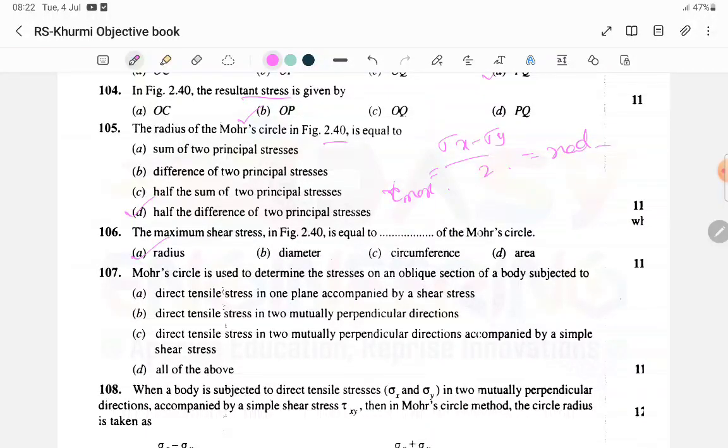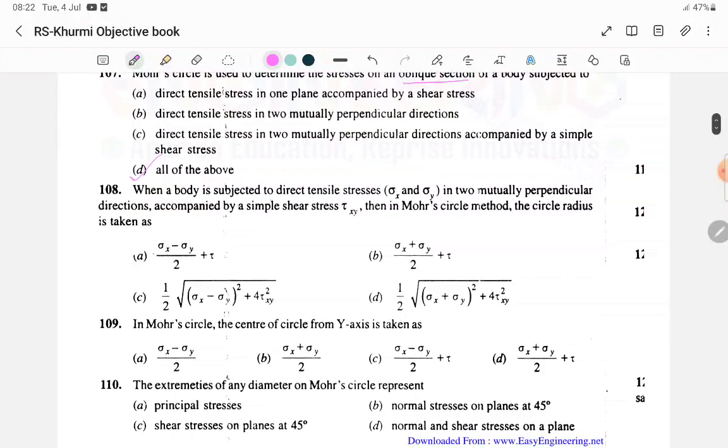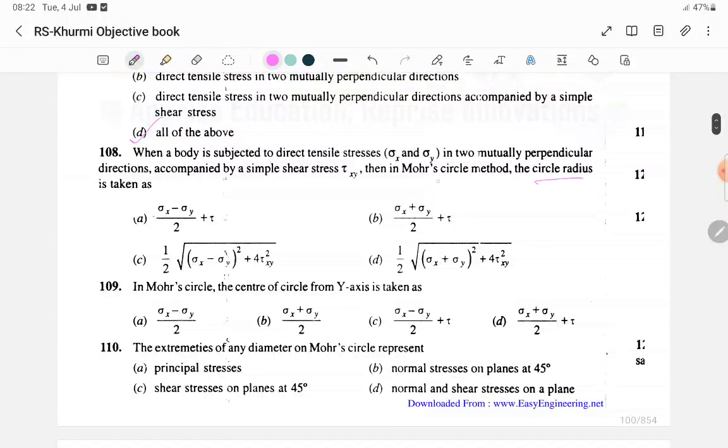106 is A. Mohr circle is used to determine the stresses on oblique sections of a body subjected to tensile stress in one plane accompanied by shear stress, or tensile stress in two mutually perpendicular planes. So in all the cases we can actually apply Mohr circle. The radius of the Mohr circle formula is being asked: sigma 1 minus sigma 2 by 2, that is the answer. Okay.